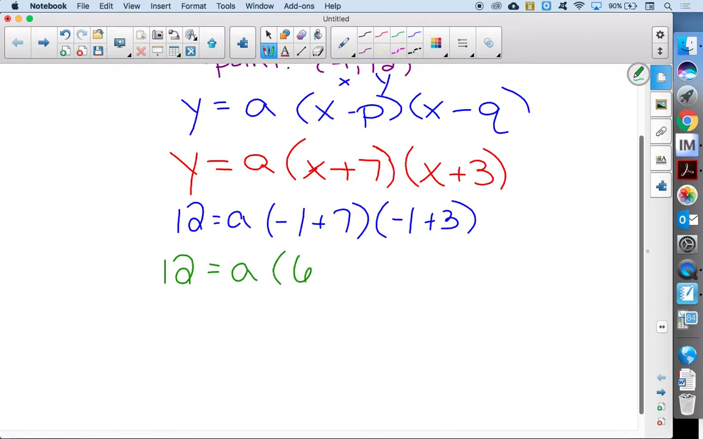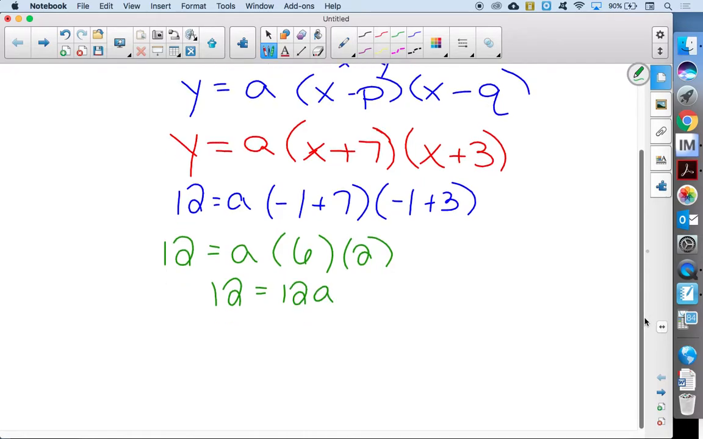A 6, I'm sorry. And negative 1 plus 3 is? 2. So this gives us 12 equals? 12a. When you multiply 6 times 2 with a, you get 12a. So that means a is just what? Kind of boring. A is just 1.